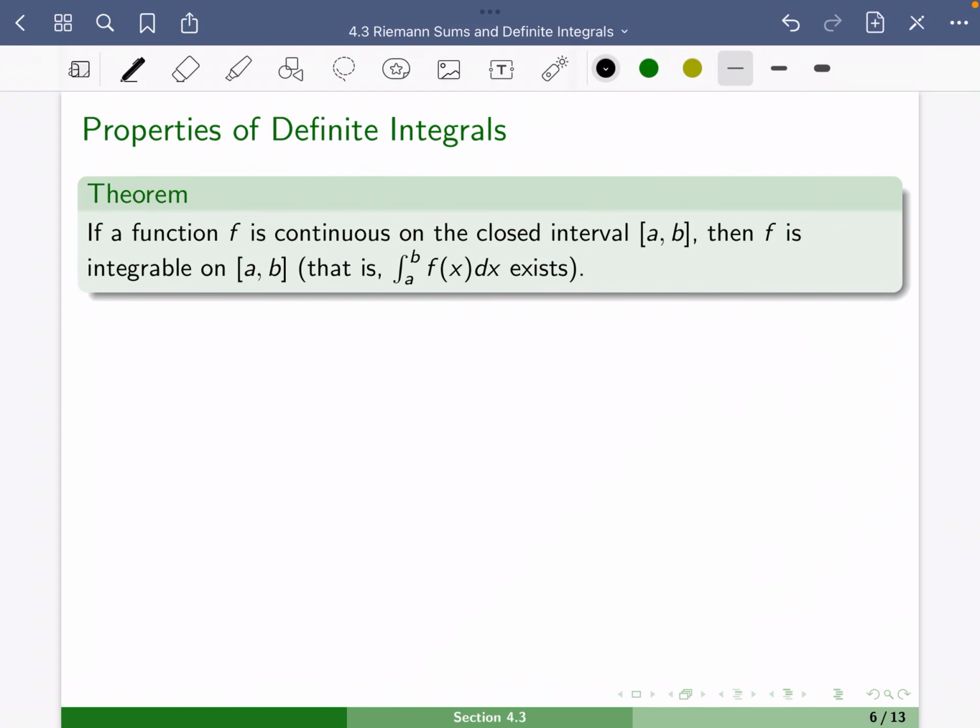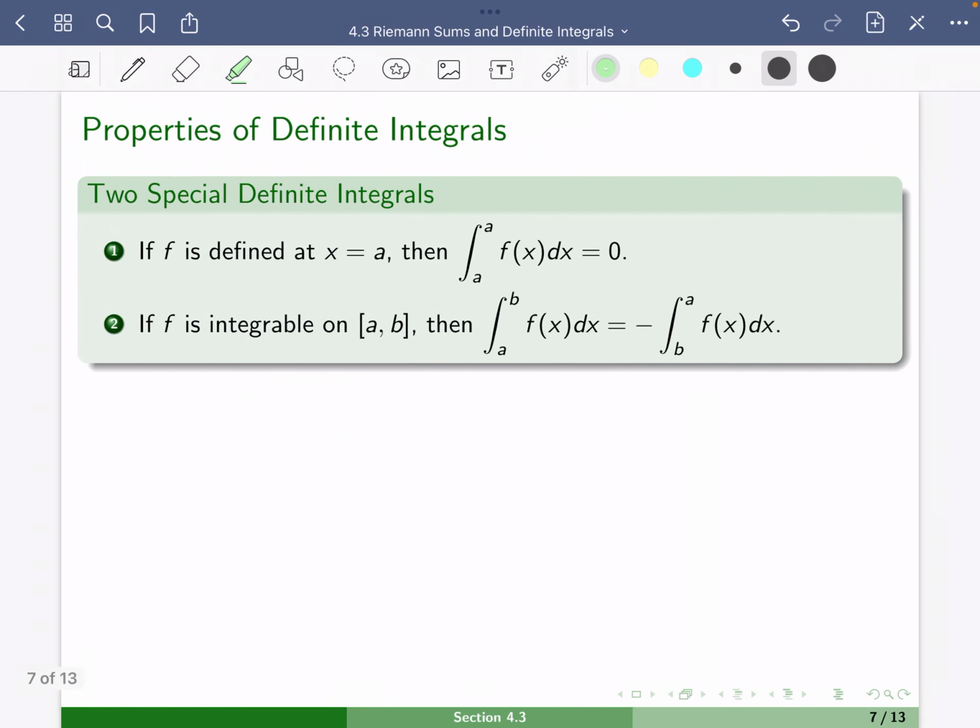In this video, we're going to take a look at some properties of definite integrals. So our first property is if a function f is continuous on a closed interval from a to b, then f is integrable on that closed interval. When we say it's integrable, we're saying that the value, that definite integral, exists. The integral from a to b of f of x with respect to x does exist. All we need to know is f is continuous on that closed interval. So that's our first property.